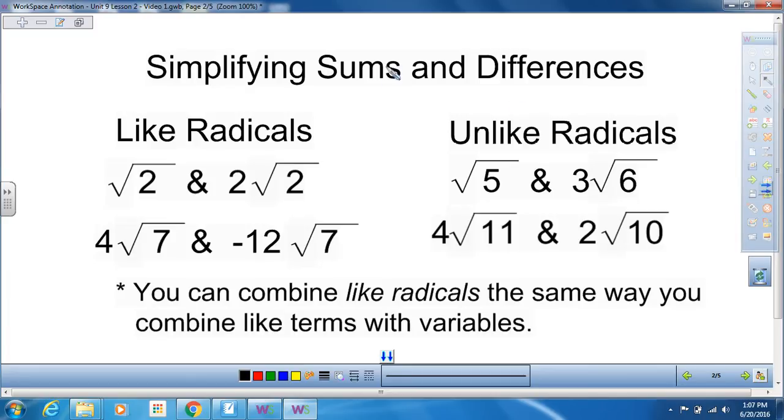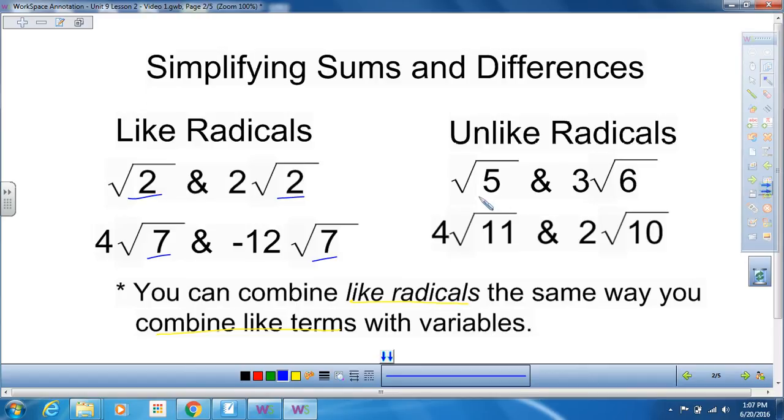Okay. So when you simplify sums and differences, you want to combine these like you would combine like terms. So you combine like radicals the same way you combine like terms with variables. So 2 and 2 square root of 2 are like radicals because they have the same number underneath. 4 square root of 7 and negative 12 square root of 7 are like radicals.